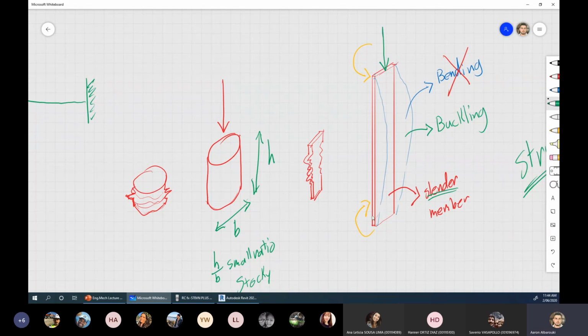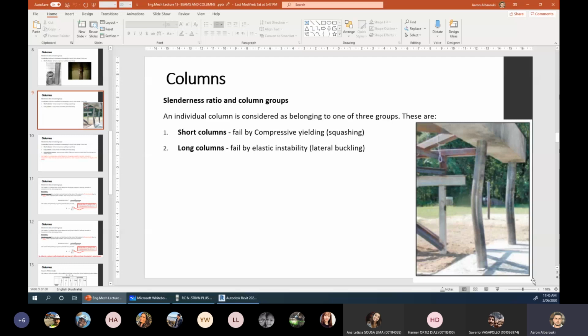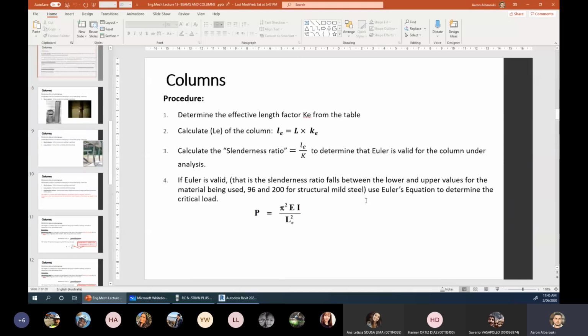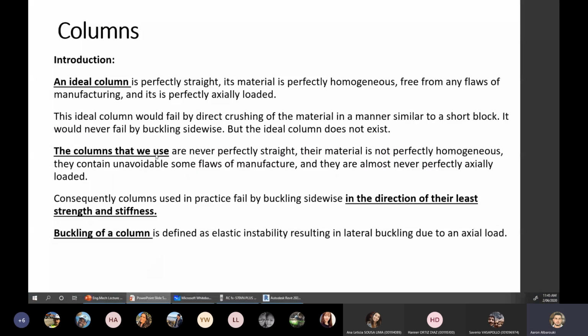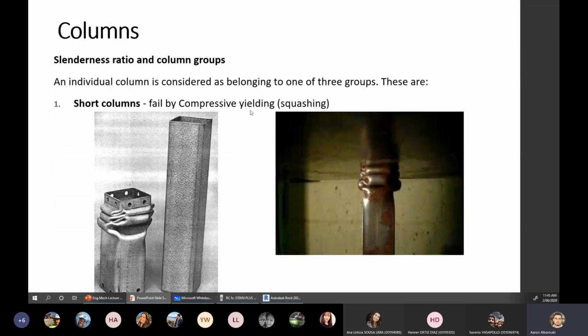Long columns will find an easier way to escape from the load by buckling away. Short columns can't escape the load, they can't buckle to the side, so they'll try to resist the load until they crush and completely fail. Okay? Based on that understanding, we can classify our columns into mainly three different scenarios. These scenarios are short columns. They will fail by compressive yielding, or what we call squashing or crushing of the steel.